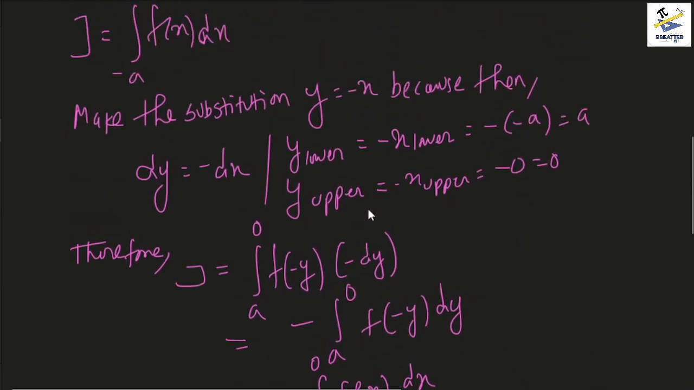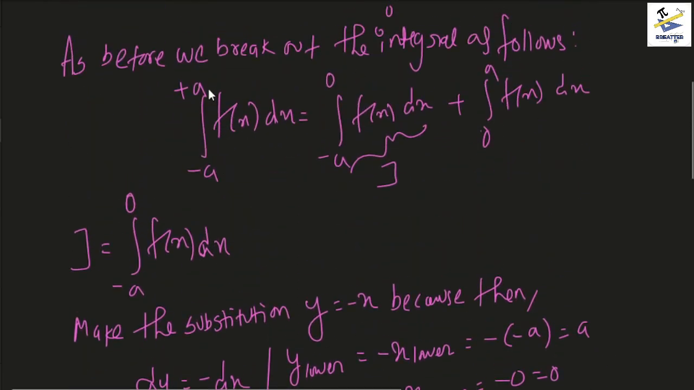So as you can see here, minus a to plus a f of x dx was equal to J plus 0 to a f x dx. So let us write that down.